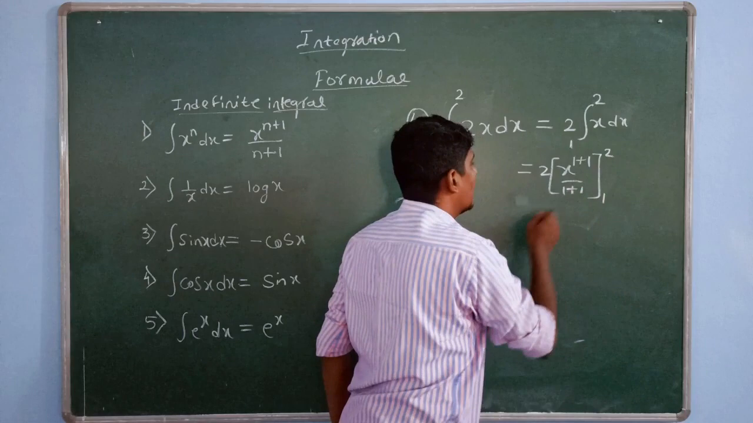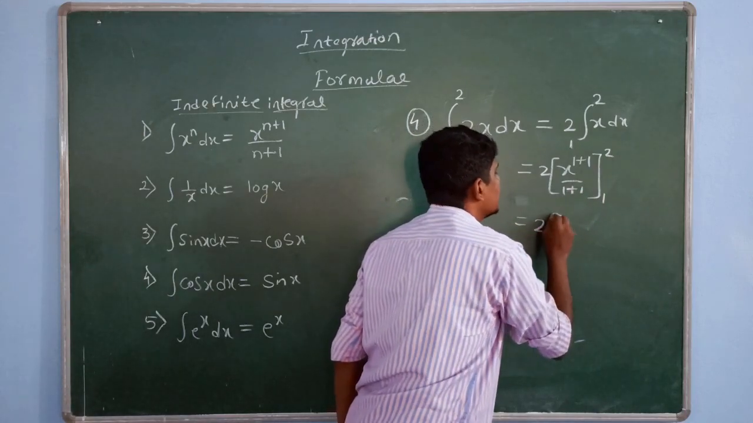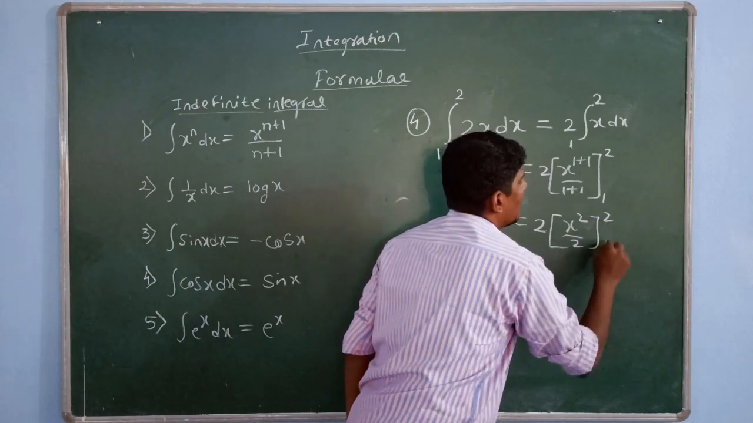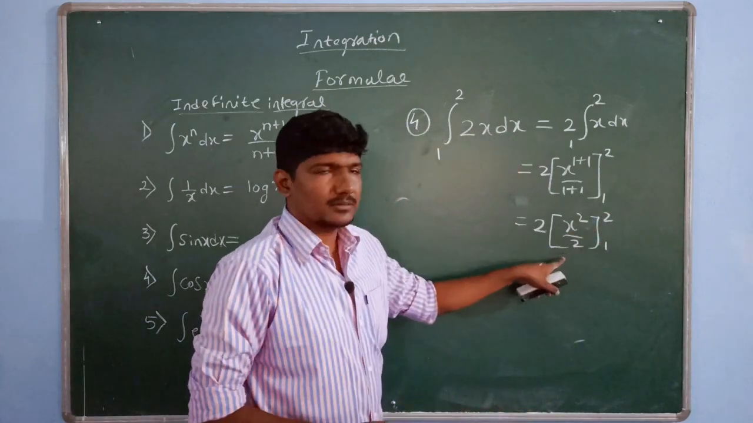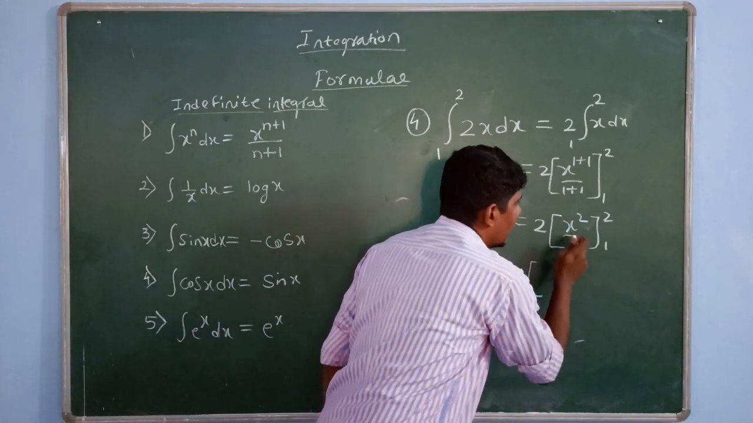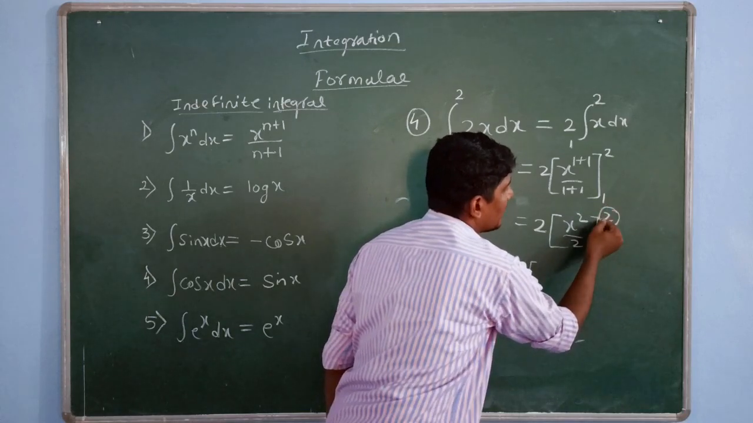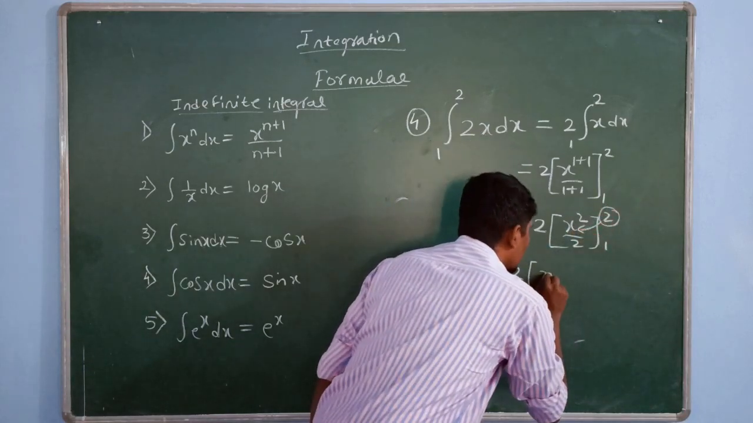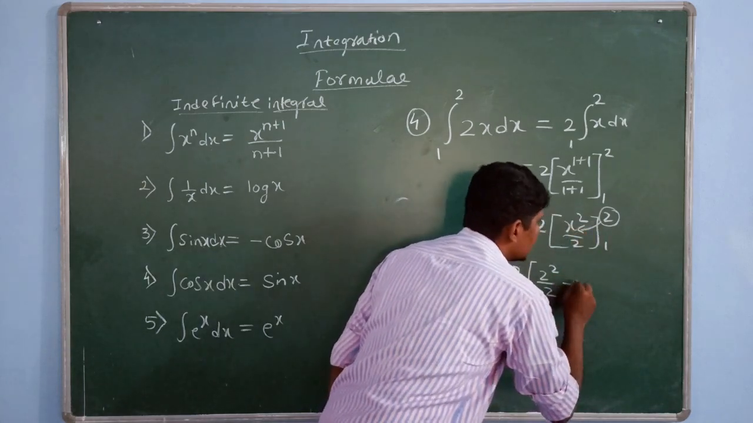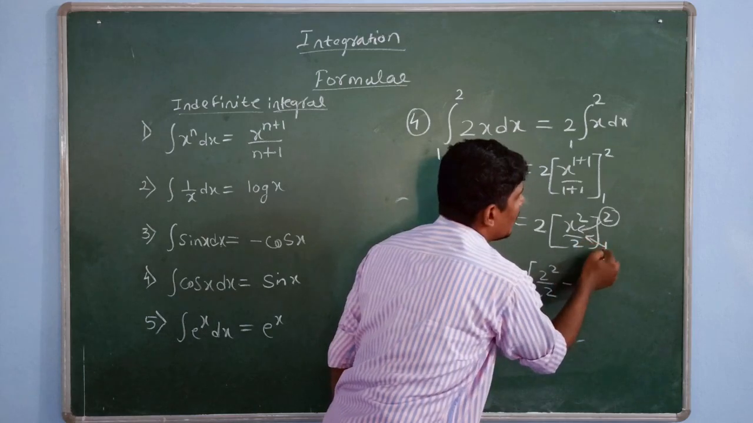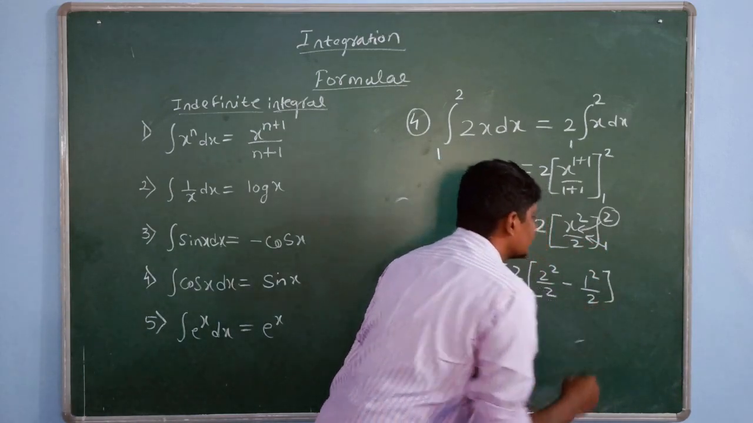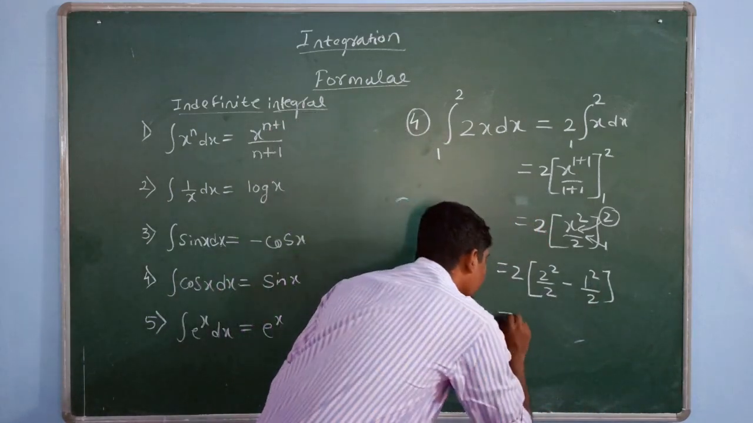Lower limit, upper limit. So 2 as it is, x raised to 2 by 2, upper limit, lower limit. Now apply the limit. First we will apply the upper limit in bracket. How to apply? Write this 2 in place of x. So it is 2 square divided by 2, minus. Now apply the lower limit. In place of x, write 1. So it is 1 square by 2. Clear? This is how we apply the limit.